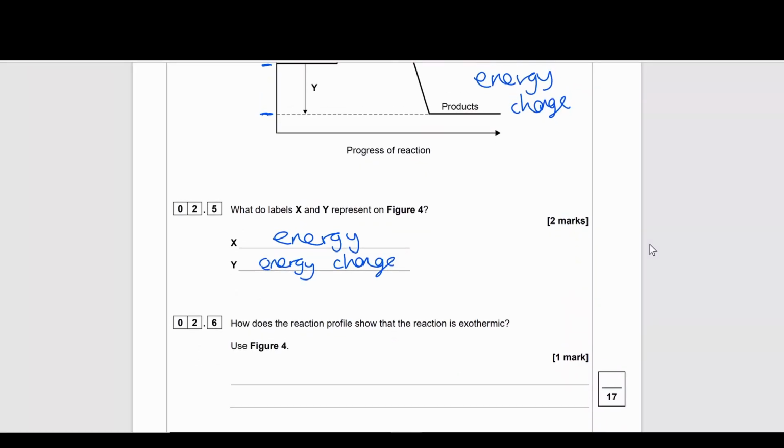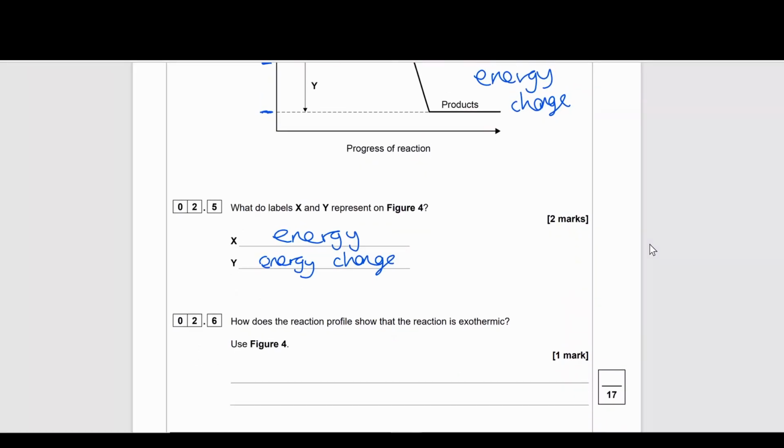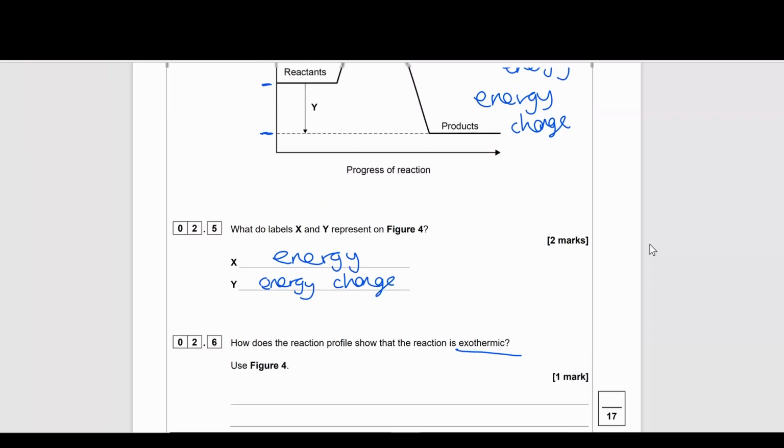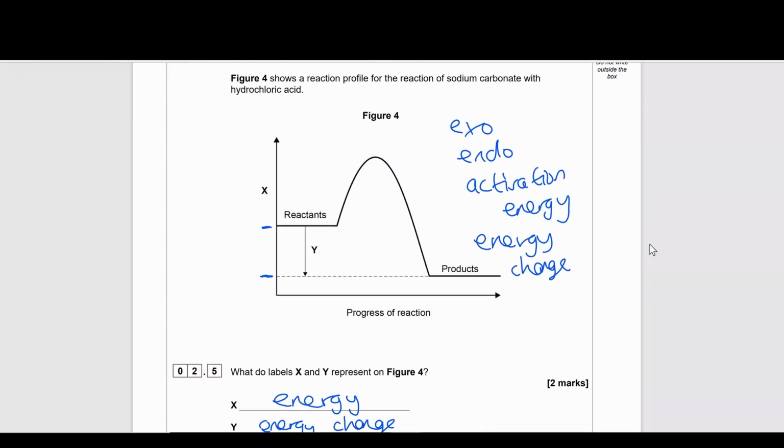So 2.6, how does the reaction profile show the reaction is exothermic? Well, exothermic means energy is given to the surroundings. There is one way in which our energy profile can show us this is an exothermic reaction, and that is using this. Exo equals RAP.